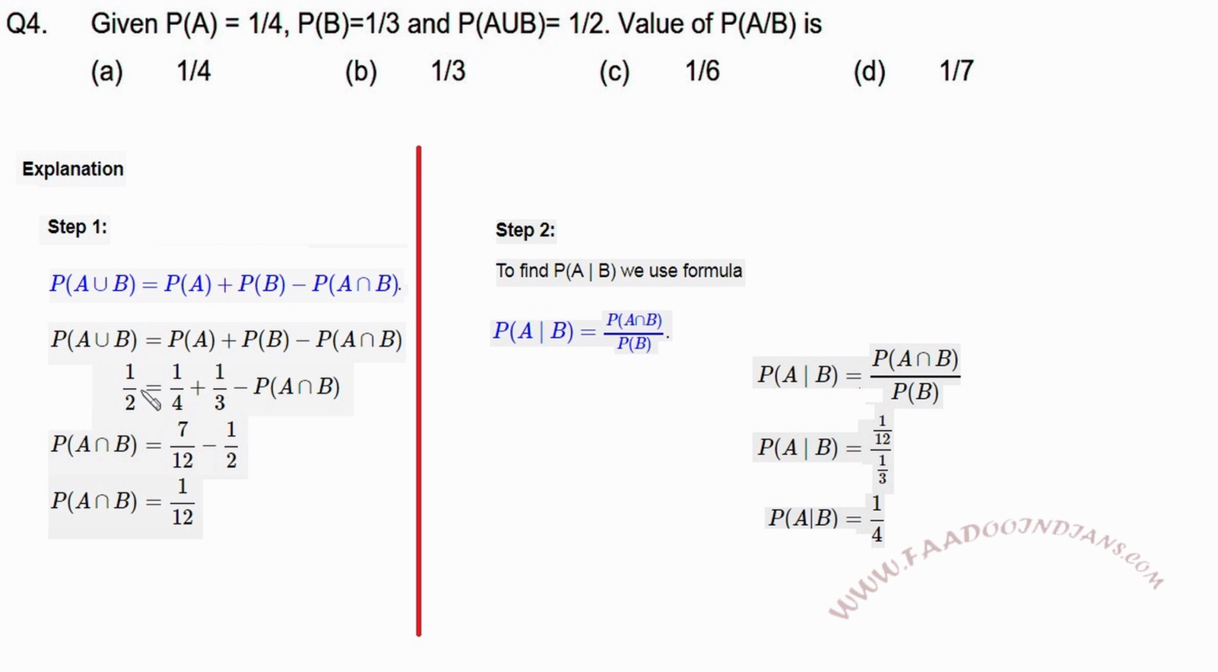So just placing the values, probability of A is 1 over 4, probability of B is 1 over 3, and therefore probability of A and B is 1 over 12. Now we will put it into the actual formula. This will give us probability of B such that A already took place. So 1 over 12 over 1 over 3 gives you the required answer, 1 over 4.